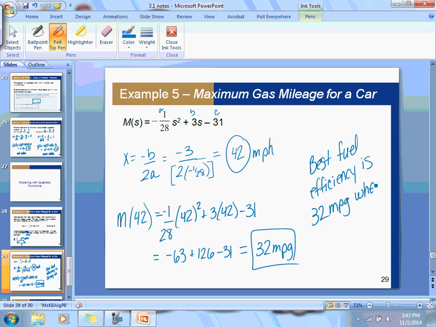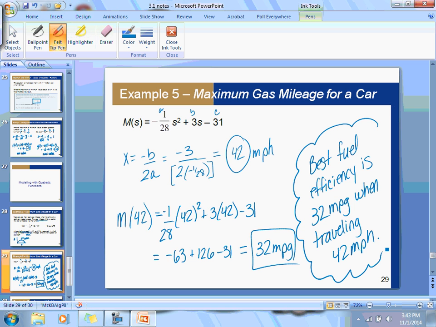Like the problem said, you get the best gas mileage when you're traveling at a modest speed. 42 miles per hour is definitely a modest speed. There's not many places anymore on the highway where you're going only 42 miles per hour. But if it's real important for you to get the most fuel efficiency, you could only travel 42 miles per hour everywhere you went if you really, really wanted to. Probably not very practical, but.